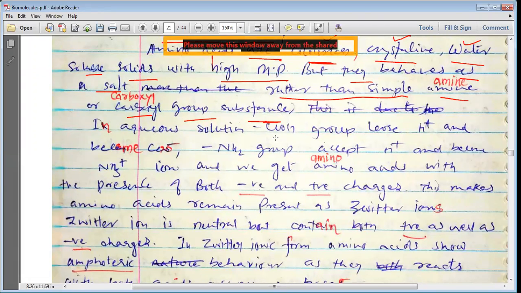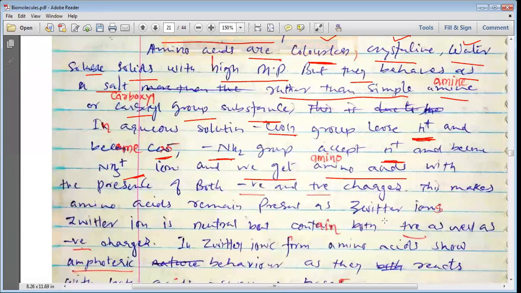In aqueous solution, the COOH group loses H plus and becomes COO minus. In the same way, the NH2 group accepts this H plus and becomes NH3 plus ion. And we get amino acids with the presence of both negative and positive charges. This makes the amino acid remain present as a zwitter ion.